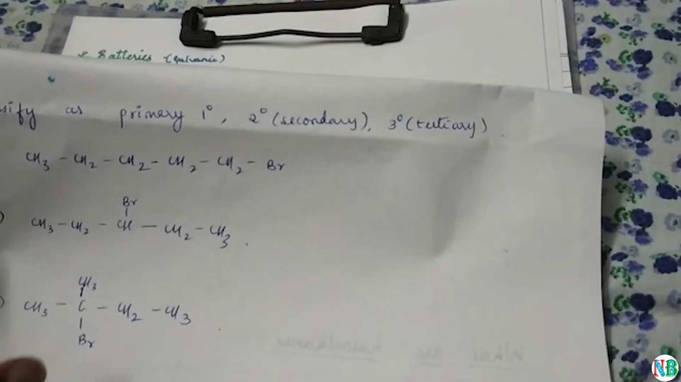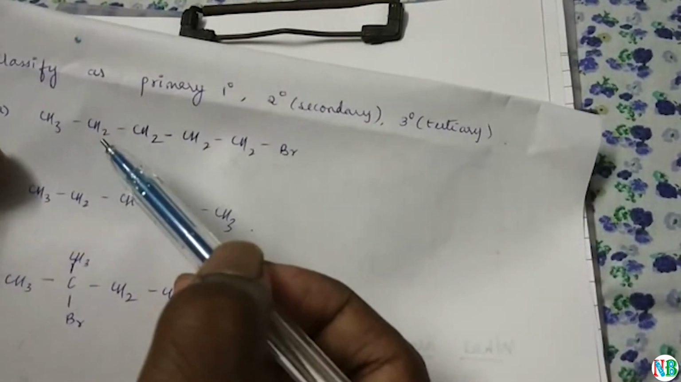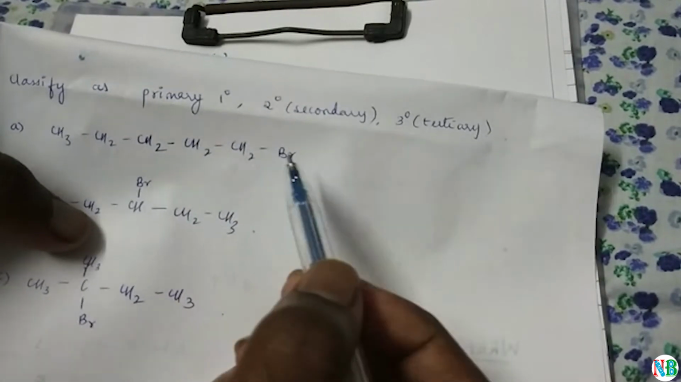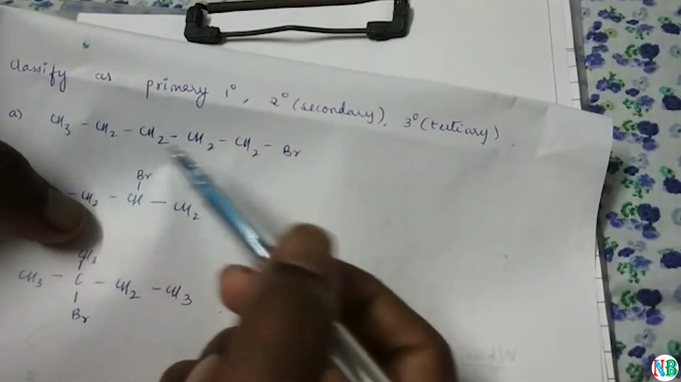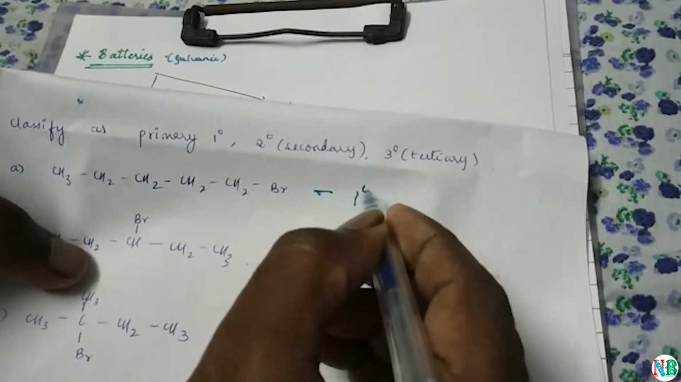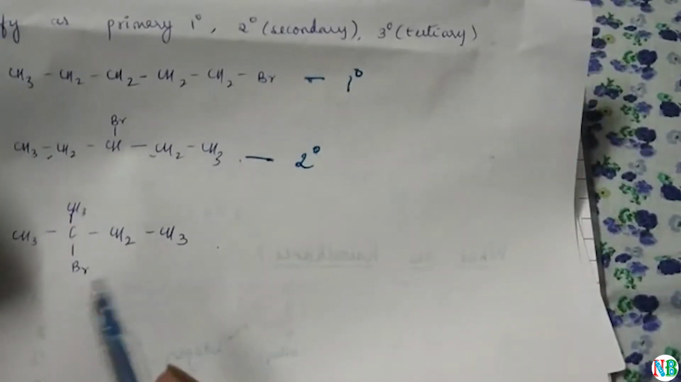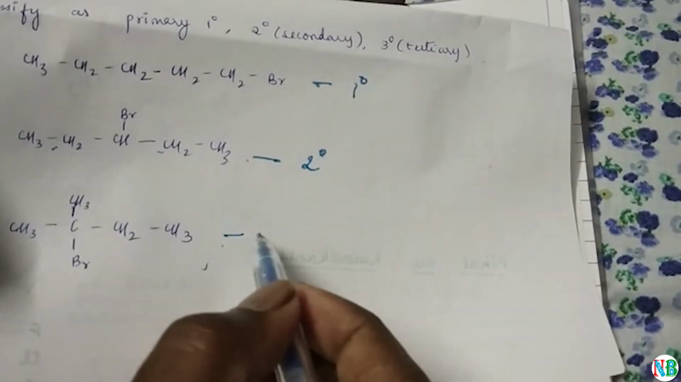And the last one is to classify as primary, secondary, and tertiary. So now here, as we can see the first example with us, CH3, CH2, CH2, CH2, CH2Br. As we know, primary is when the halogen is attached to a carbon atom which is attached to only one other carbon atom. So like we see here, bromine is a halogen which is attached to a carbon atom which is attached to only one other carbon atom, therefore this is 1 degree, that is primary. Here the halogen is attached to a carbon atom which is attached to two other carbon atoms, therefore this is secondary. Here the halogen is attached to a carbon atom which is attached to three different carbon atoms, and therefore this is tertiary.